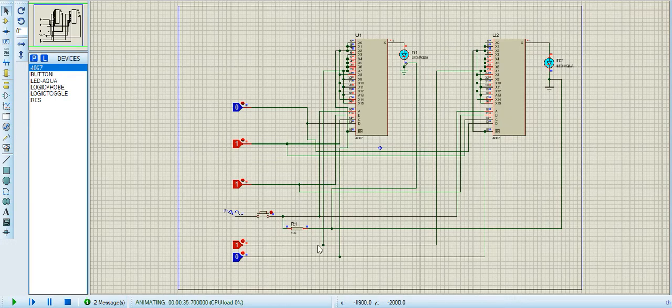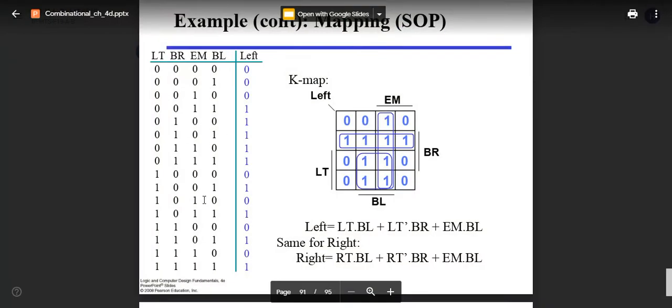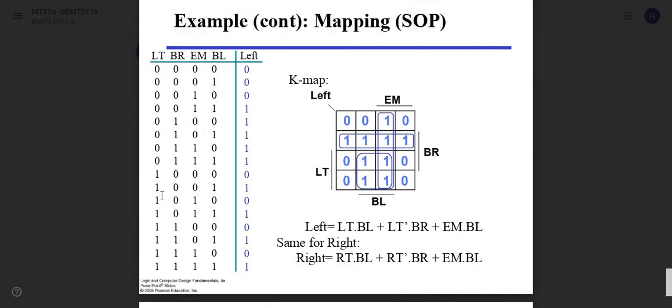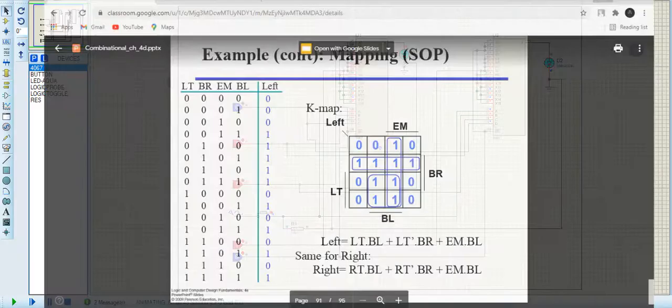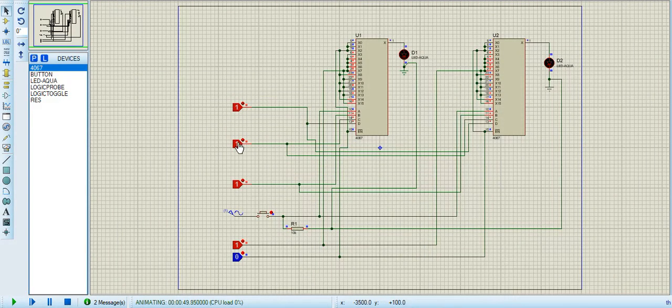Heading towards the next input that we are going to discuss, we will check 1 0 1 1. If we apply 1 0 1 1, you can see that we get a blinking signal. In this way we can verify each and every input according to our requirements and need.